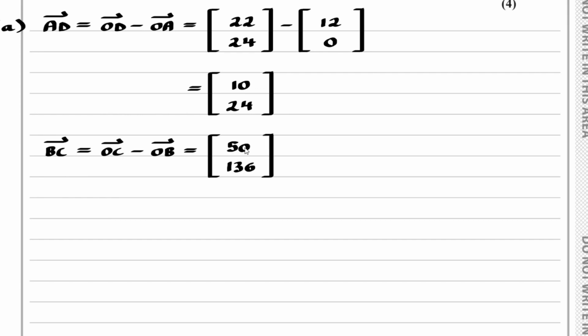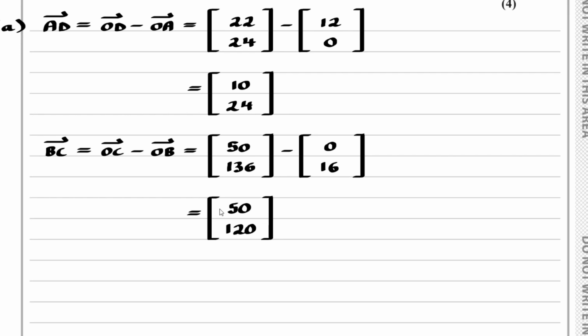So we have the vector OC, which is 50i plus 136j, and we subtract from this the vector OB, which is 0i plus 16j. And working this out, we end up with 50i plus 120j. Now we want to show that AD is parallel to BC, so I need to compare the 10i plus 24j with the 50i plus 120j.